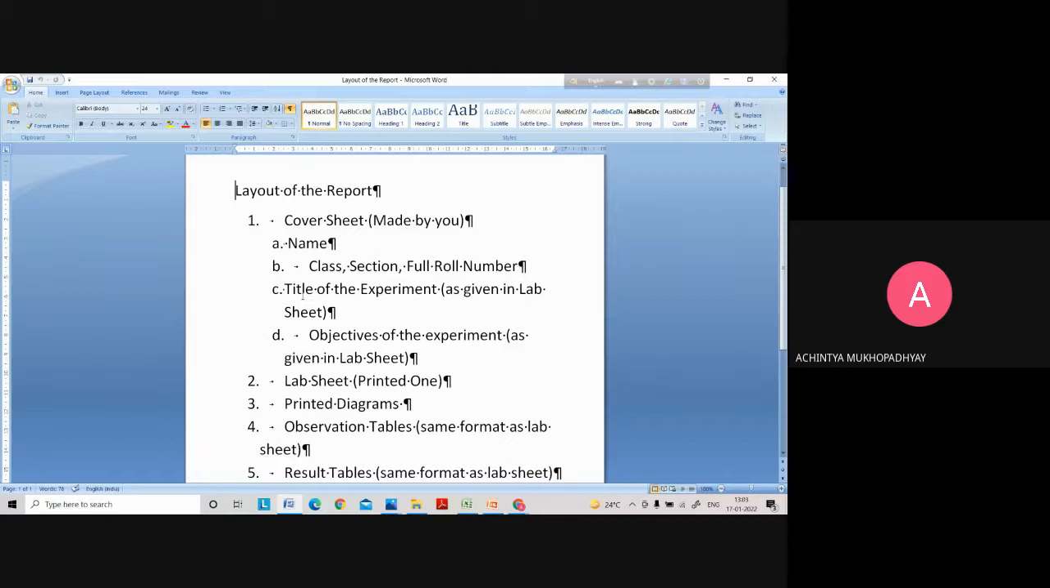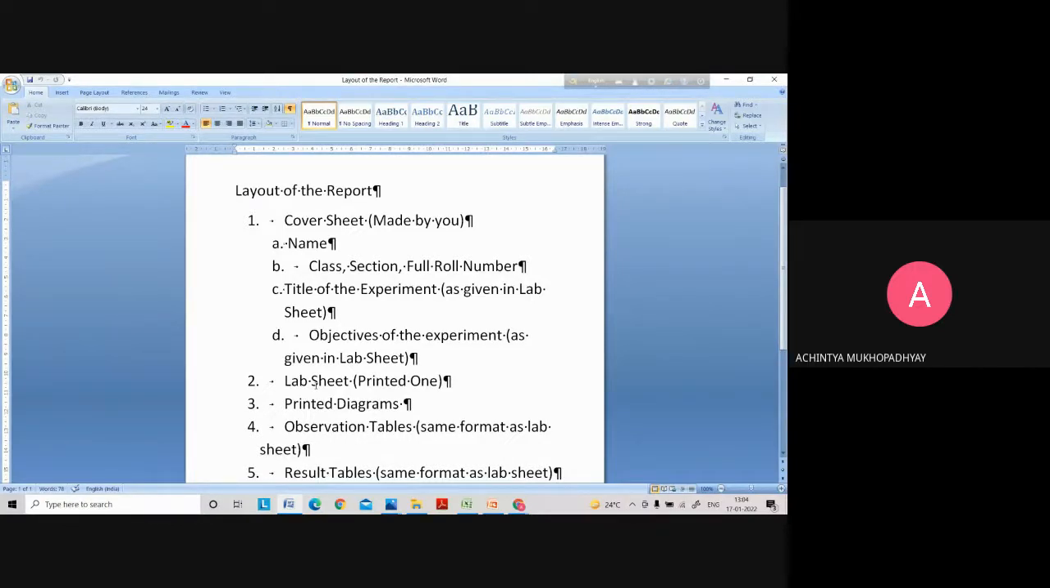Then the objectives of the experiment, as I mentioned in the first slide, and that is also given in the lab sheet. Then the printed lab sheet, which I will share with you. Normally in physical class, you would be given one copy each of the lab sheet, and at the end of the class you have to get it signed by the class teacher, which in a way is a proof of your attendance. Without this lab sheet, it's generally not accepted. Here also you just put it in. Then there will be the printed diagrams that I showed you. That also I will share. You just include it in your report.